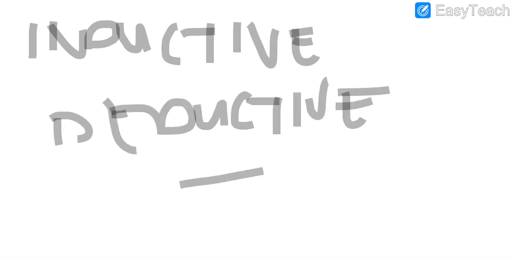Now we have two types of reasoning: the inductive and the deductive reasoning. So, how do we deal with these two types of reasoning? We have inductive and we have here the deductive reasoning.